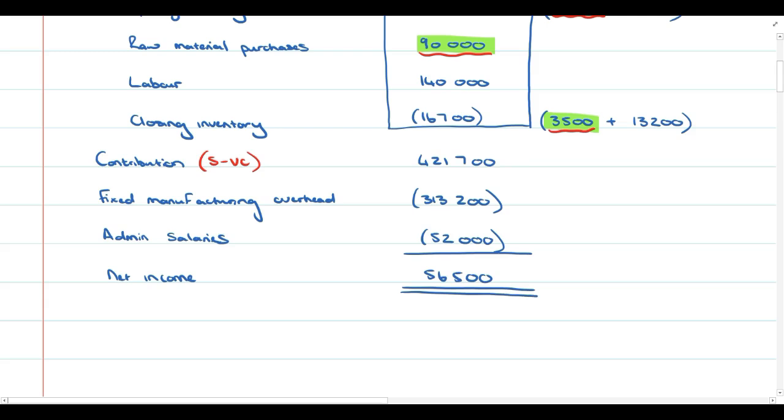All right, so that's everything that we needed to do for variable costing: our journal entries, our general ledger accounts, and also our statement of comprehensive income.